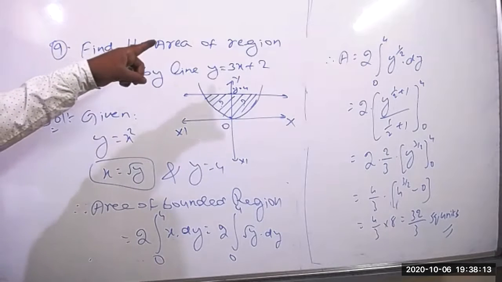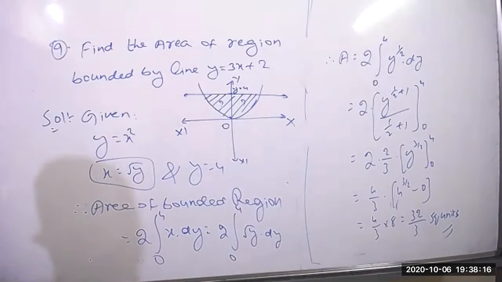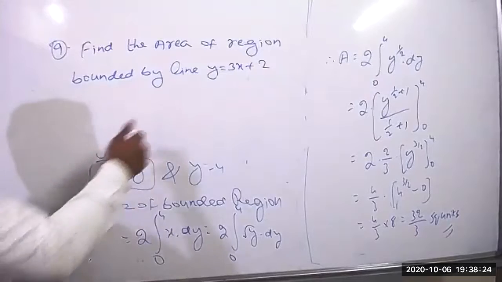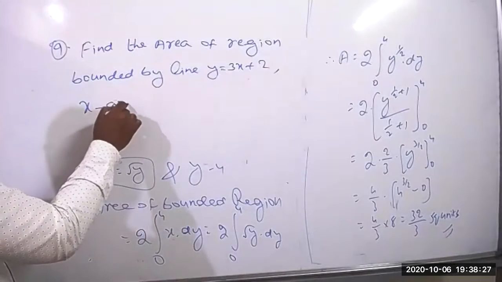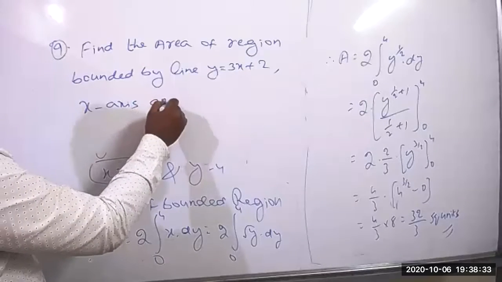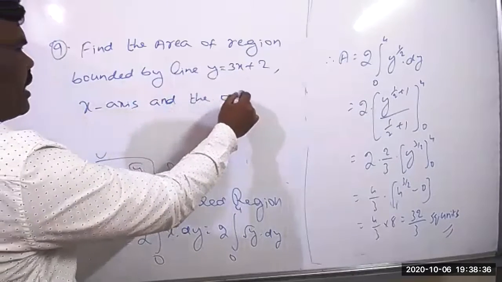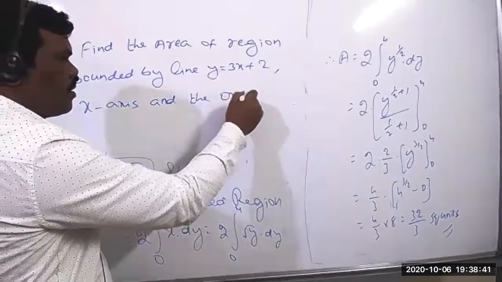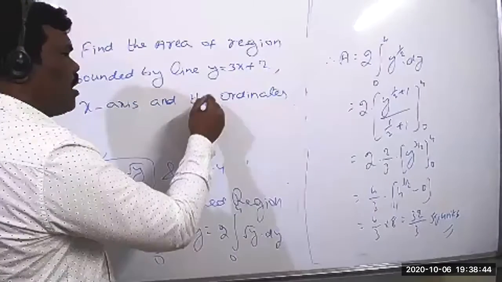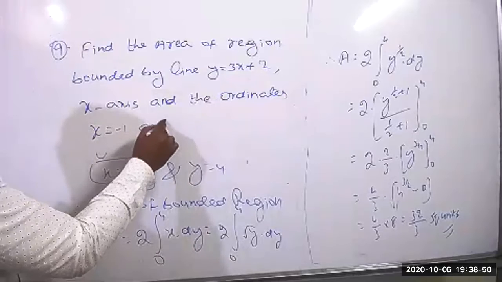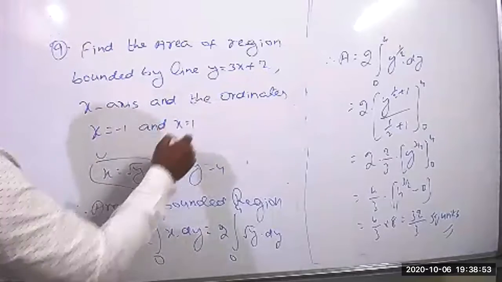Find the area of region bounded by the line y equal to 3x plus 2, the x-axis, and the ordinates x equal to -1 and x equal to 1.